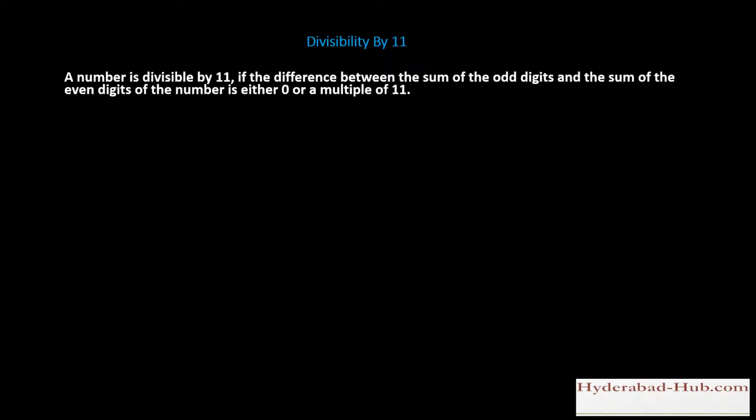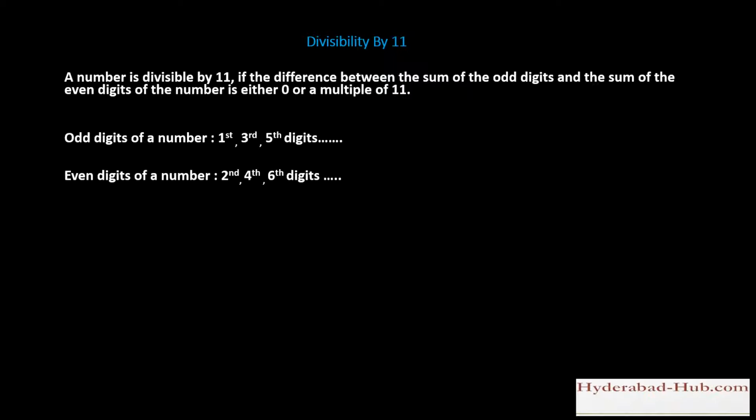Divisibility by 11. A number is divisible by 11 if the difference between the sum of the odd digits and the sum of the even digits of the number is either 0 or a multiple of 11. What are odd digits? The odd digits of a number are the first digit, third digit, fifth digit, and so on. Even digits of a number are the second digit, fourth digit, sixth digit, and so on.